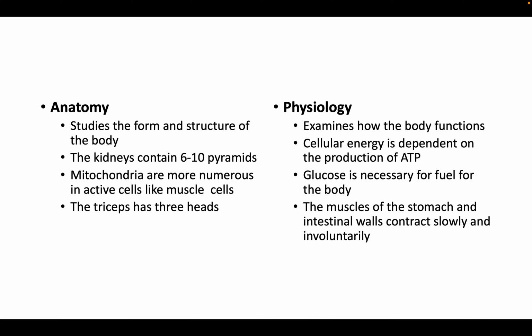They're describing the structure of something in the body, all right? For physiology, we said, is going to be the functionality. So what does the triceps do? Well, the triceps is involved in extension of the arm at the elbow, right? What does the mitochondria do? It requires glucose in order to produce ATP, right?